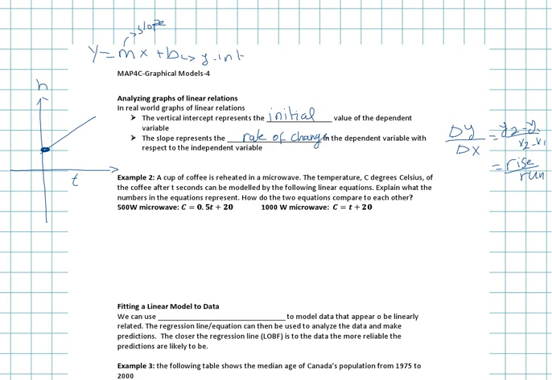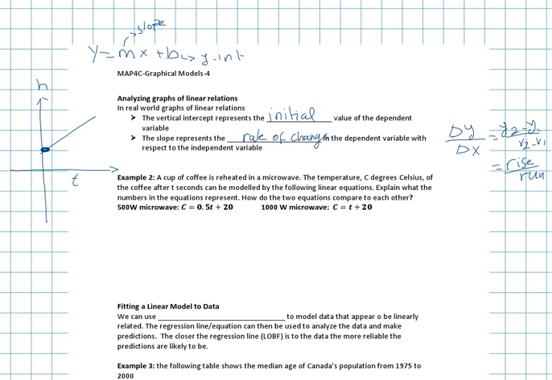They have the same initial value, which is 20, right? Remember that this is the y-intercept. So 20 is your y-intercept, which is your initial value. So that means your coffee temperature right now, at the beginning, is 20 degrees Celsius. So you're gonna take that coffee and put it in the microwave for I don't know how many seconds. Okay, so that's T.